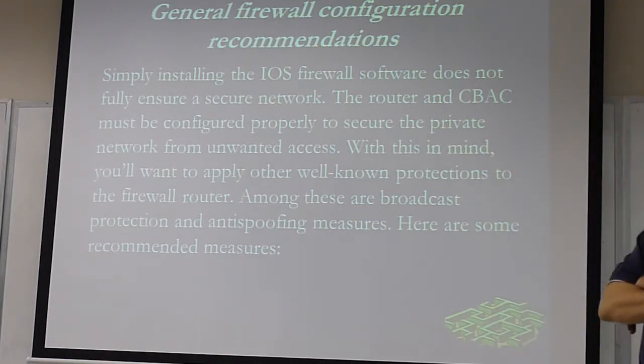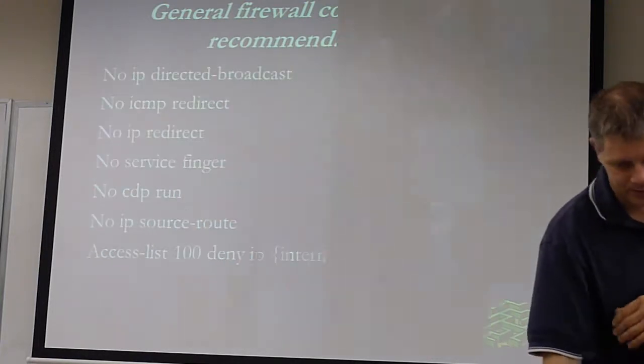Okay? Simply installing IOS firewall software does not fully ensure a secure network. The router and CBAC must be configured properly to secure the private network from unwanted access. And with this in mind, you'll want to apply other well-known protections to the firewall. Among these are broadcast protections, anti-spoofing measures, and here's just a couple of examples.